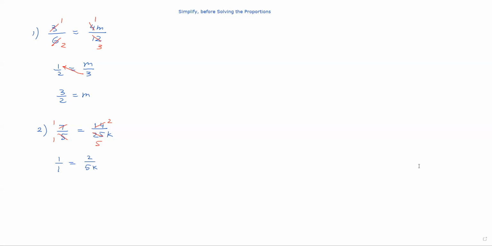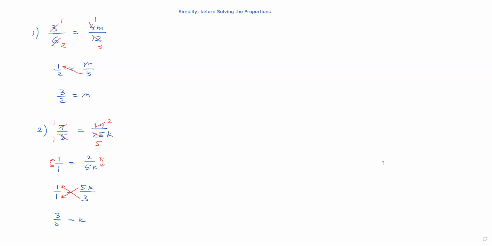We see that k is in the denominator, which means we're going to have to flip it over. The left side doesn't really change much because it's just 1 over 1, but we're still going to rewrite this. 1 over 1 equals 5k over 2. So we need to solve for the variable, and we can use the crisscross method here by bringing 5 across diagonally down and bringing 2 across diagonally up. That gives us the answer of 2 over 5 equals k.